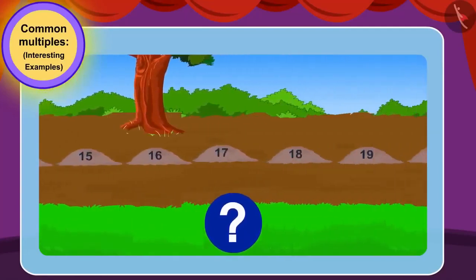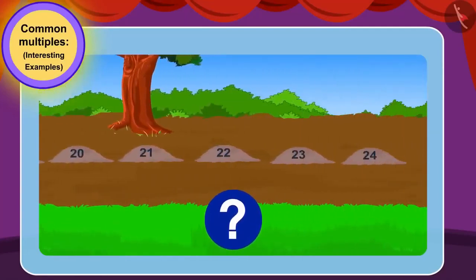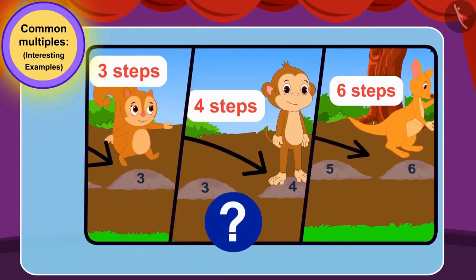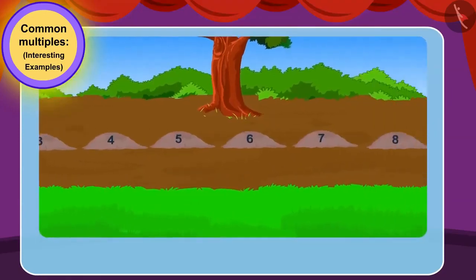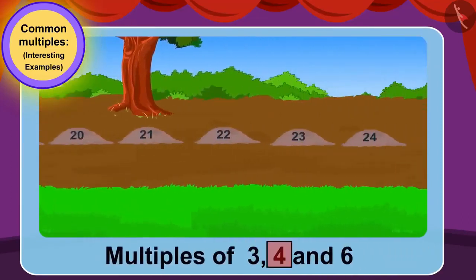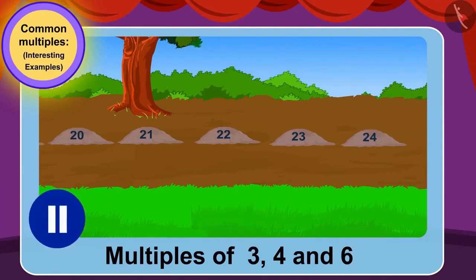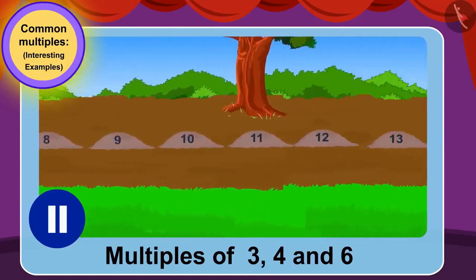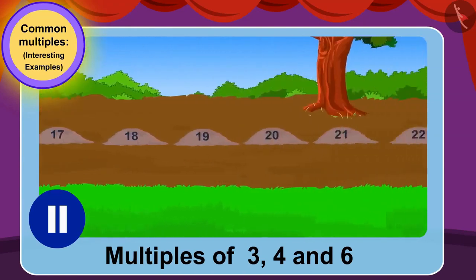We have to first find out which stones the three friends will jump on. What will we do to find this, children? Exactly. We will find multiples of 3, 4 and 6 up to 24. Can you figure it out? If you want, you can stop the video and find the answer. Well done, children. You have found the right answer.